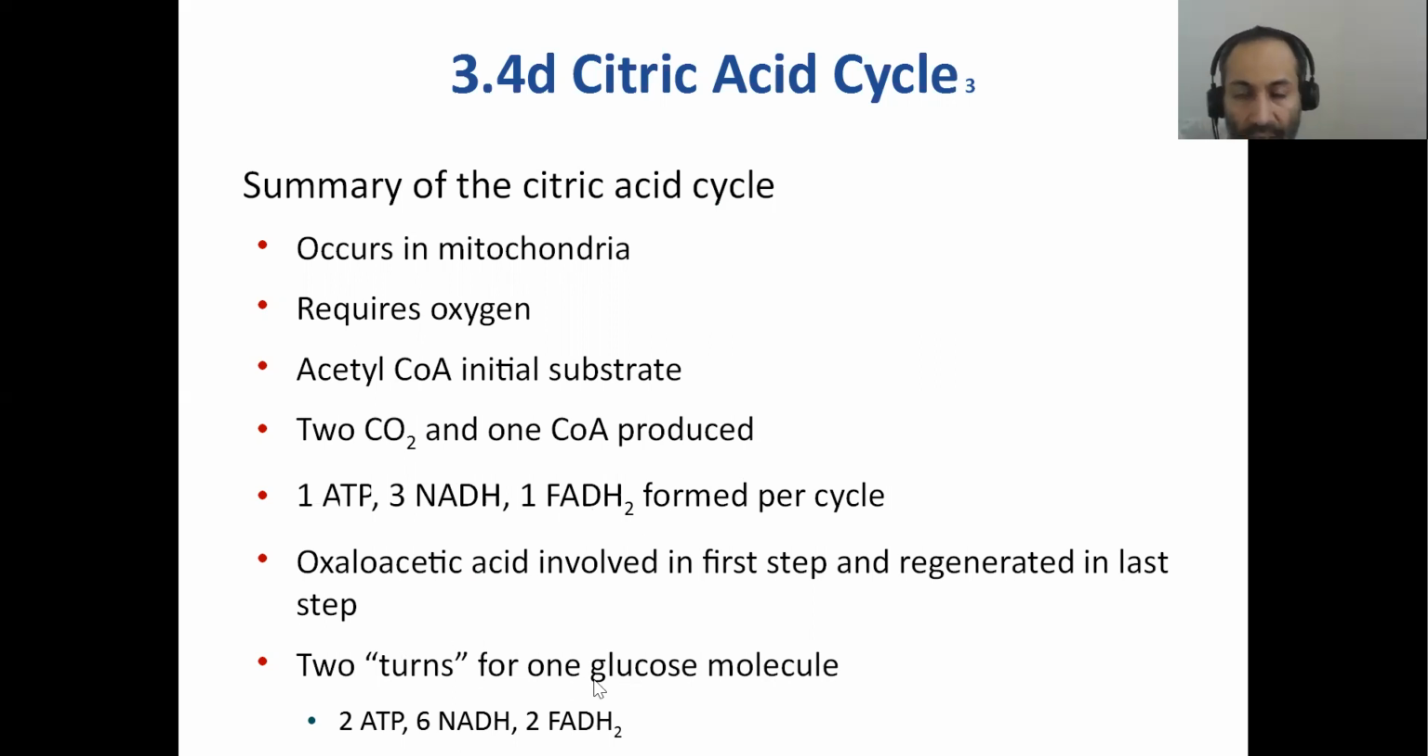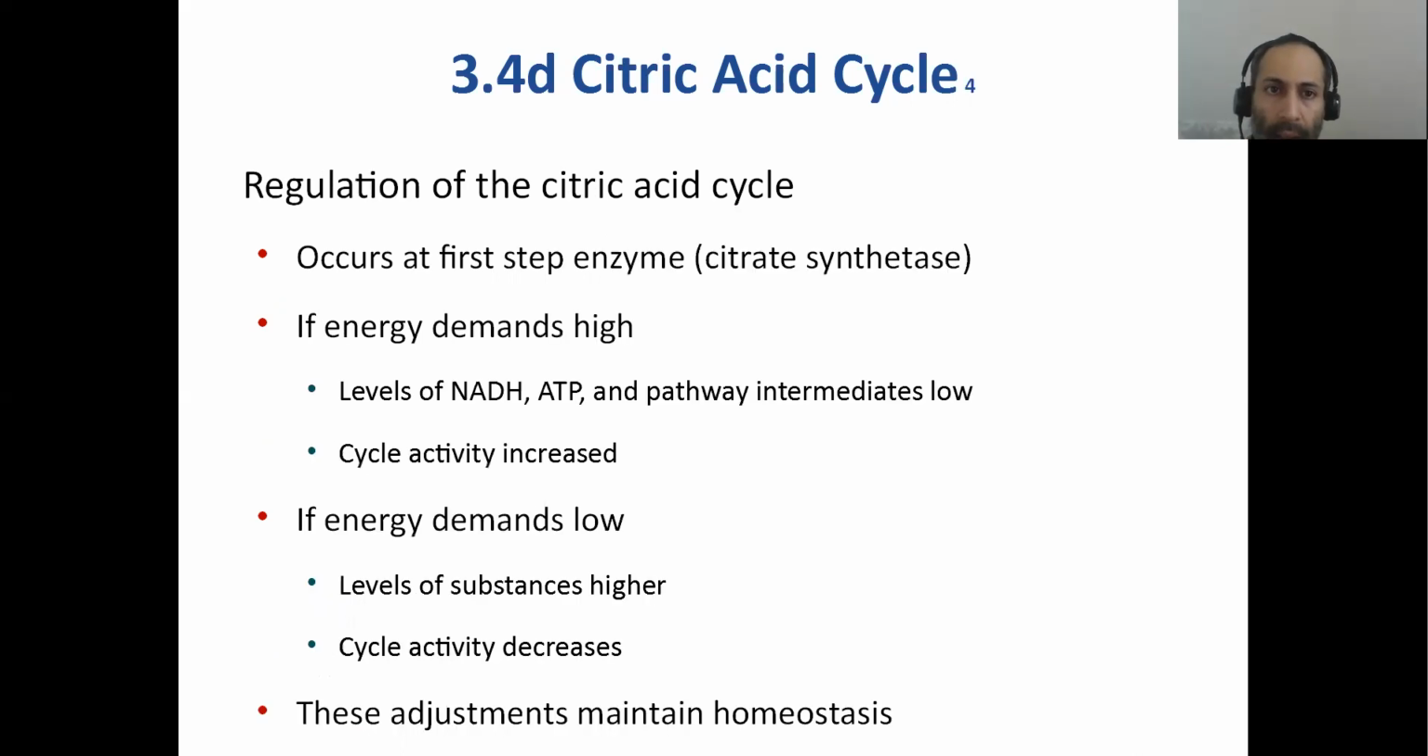Now, since 1 glucose got split into 2, both of these are multiplied by 2. So you get 2 ATP, 6 NADH, and 2 FADH2 out of 1 molecule of glucose in the citric acid cycle. So let's keep track of the ATPs. You got 2 ATPs from glycolysis, and now you got 2 ATPs out of the citric acid cycle. So that gives you 4.